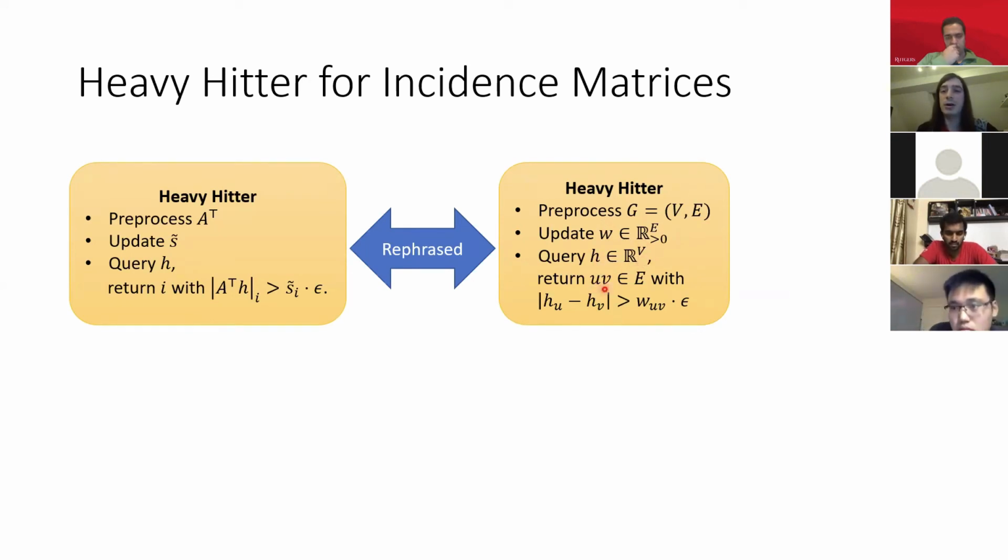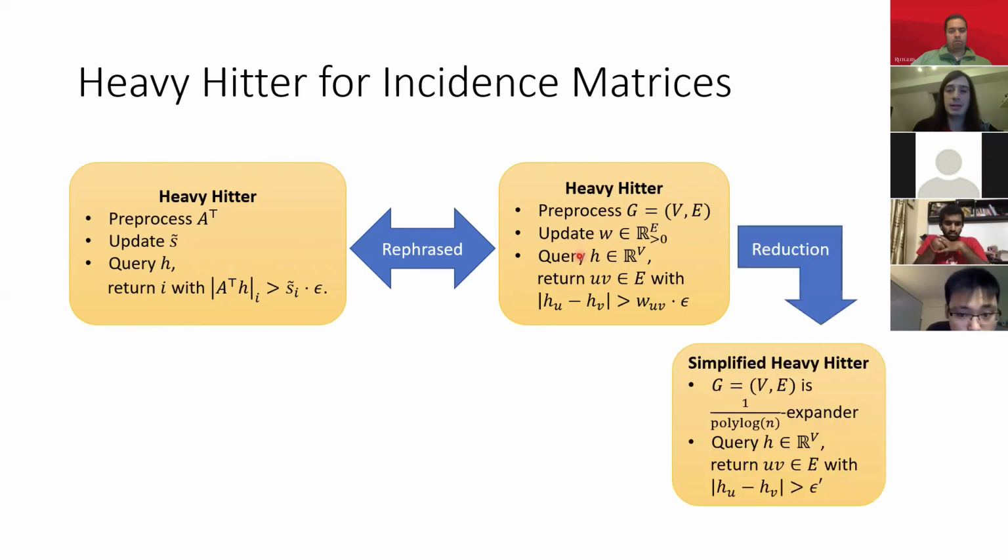And now we are trying to find all the edges where the difference between the uth entry of H and the vth entry of H is going to be larger than this epsilon times W term. So this is the graph theoretic interpretation of what happens here. And this can be reduced to an even simpler problem. You can show that this can be reduced to the case where G is actually just an expander graph, and you can assume that you don't need any weights on the edges. You just try to find the edges where the difference of the two endpoints is larger than some other constant.